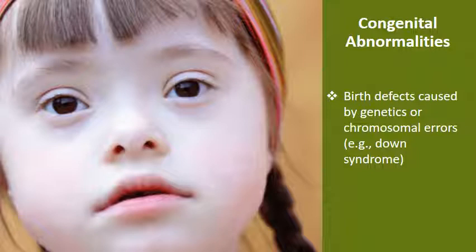Some of these congenital abnormalities can be caused by genetic defects, and others are caused by chromosomal errors. For example, the most common chromosomal error is a trisomy 21, or Down syndrome, in which a child is born with 3 copies of chromosome number 21. The risk of bearing a child with trisomy 21 or Down syndrome increases with maternal age.